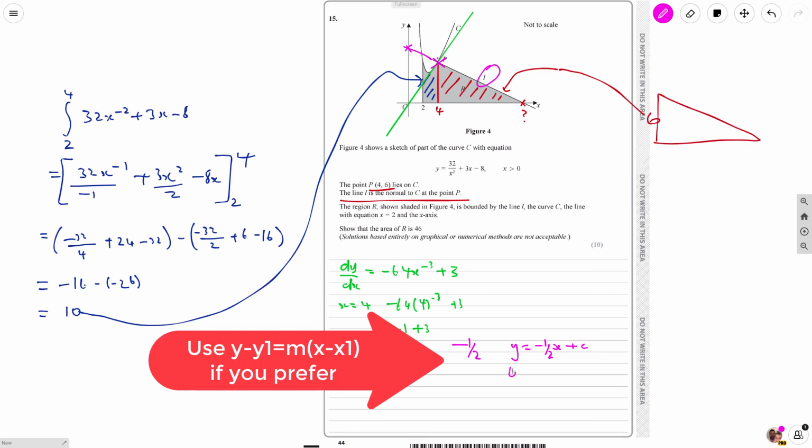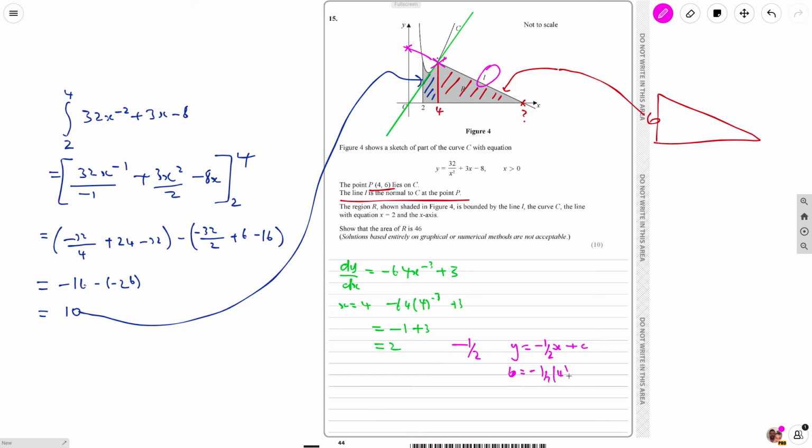So we can plug in those coordinates. The y-coordinate is 6 and the x-coordinate is 4, and as we plug that in we're just going to get some numbers, so it allows us to work out what c is, and it looks like c is going to be 8. Again, if you look at the diagram, it looks a sensible number. The point P was 4,6, this is 8, it looks correct, doesn't it? So our equation is y equals minus a half x plus 8.